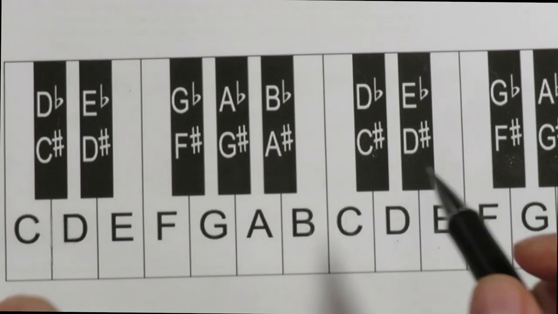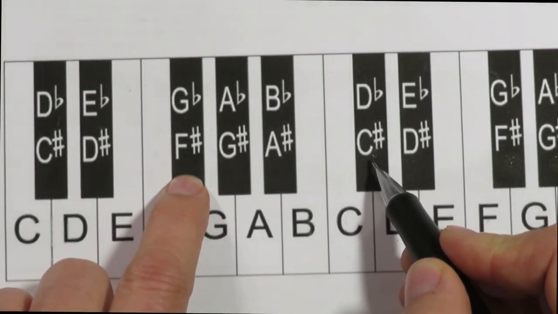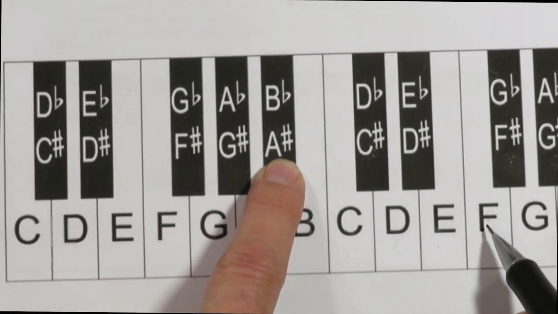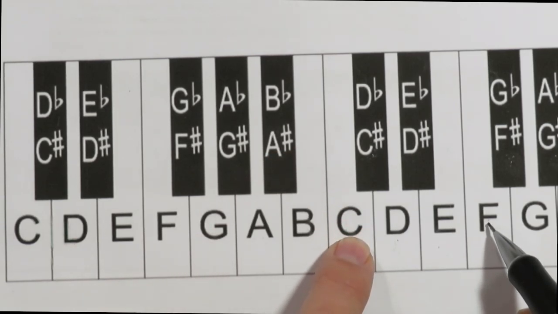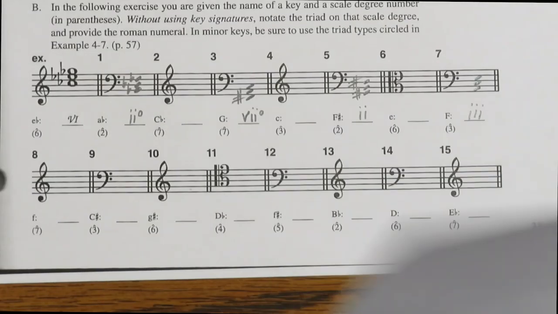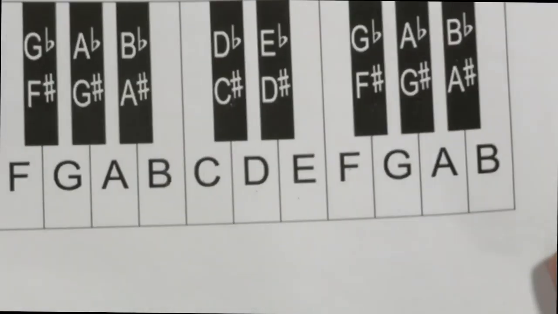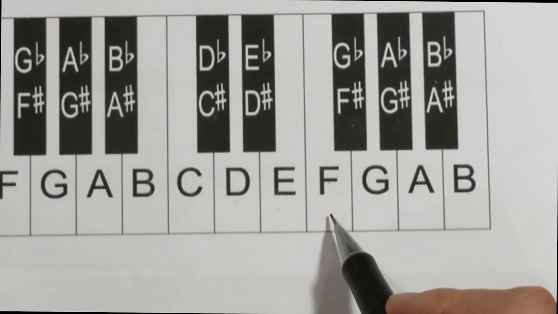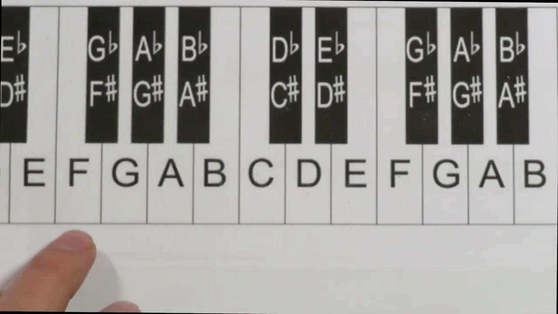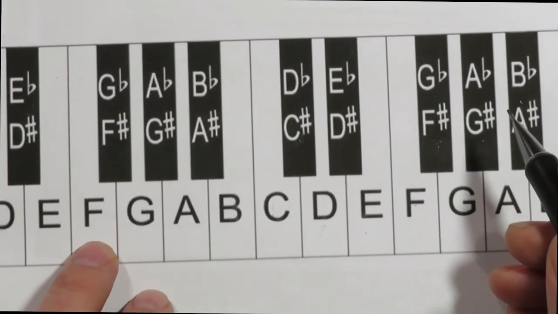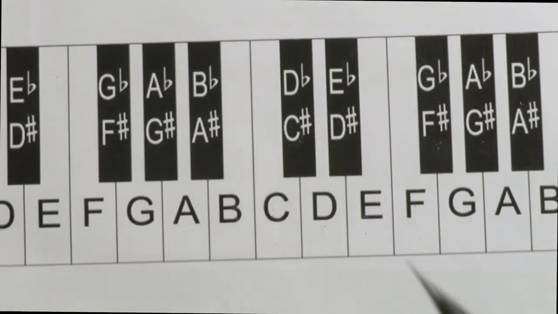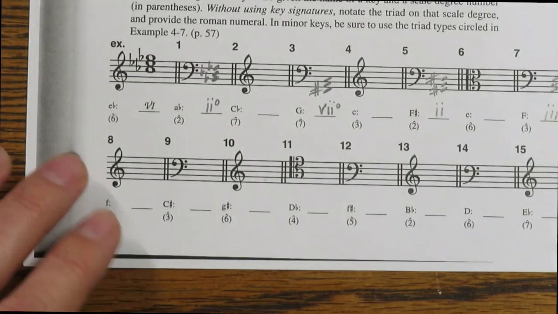So F, C, G, D, A, E sharp, and then B sharp. Okay, so the 3rd scale degree in C sharp major would be E sharp major, right? So we would have, this is a tricky one, so we have E sharp, so we want to build, it's got to be E, G, and B, right? So let's just put that in for now.